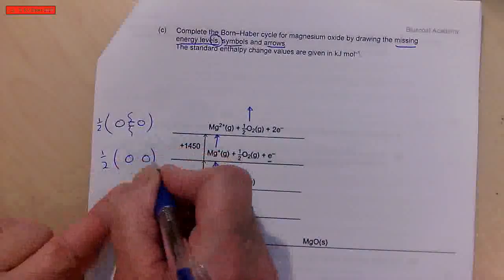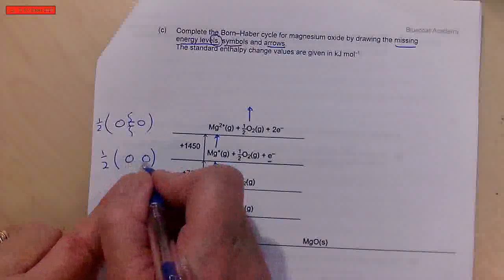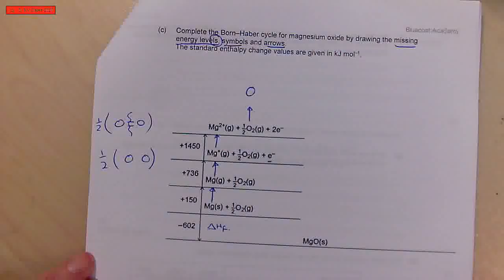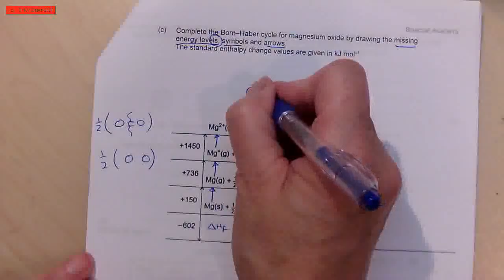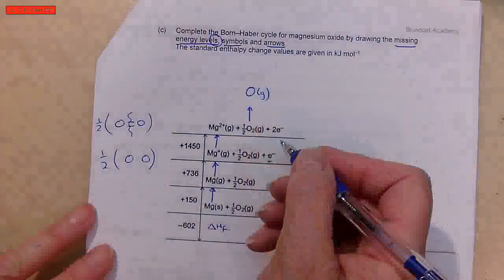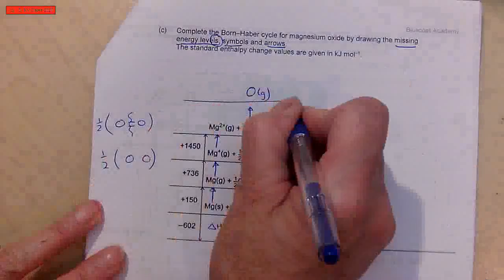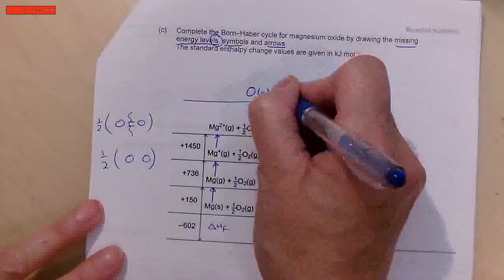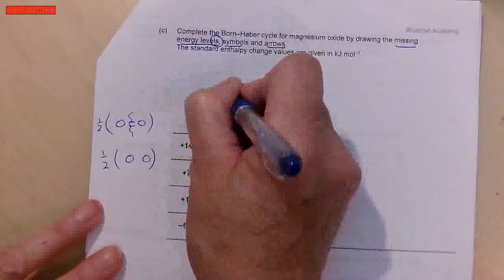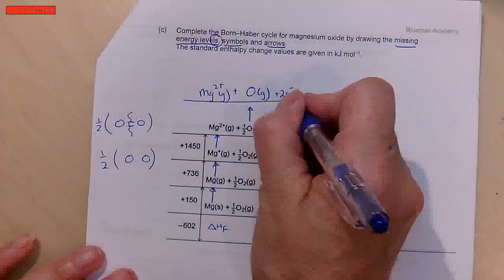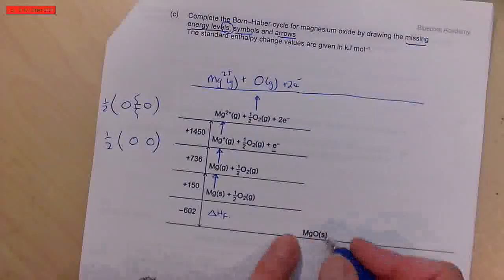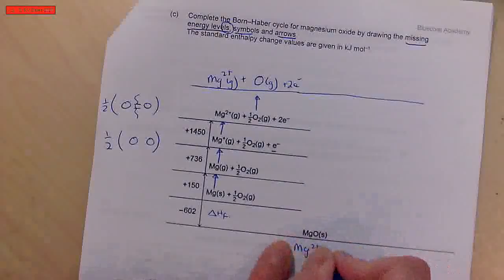So I've got half a mole of oxygen atoms. How many oxygen atoms have I got? I've got 2 oxygen atoms now. 2 times a half is 1. So actually that is 1 mole of oxygen atoms. So it's O gas. I've had to put energy in because I'm having to break that bond. Right, so if I draw that level, I've still got the 2 electrons and I've still got the magnesium ions as a gas.